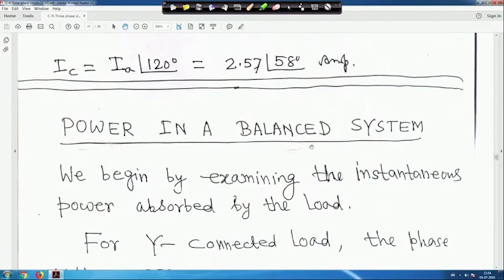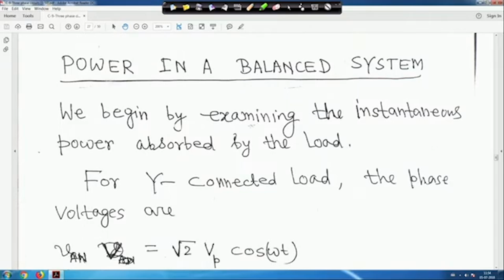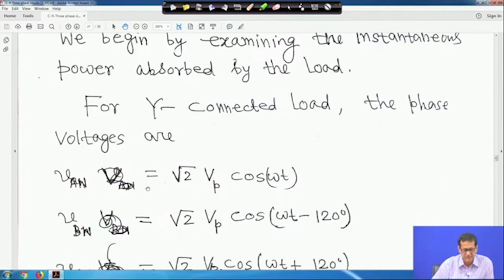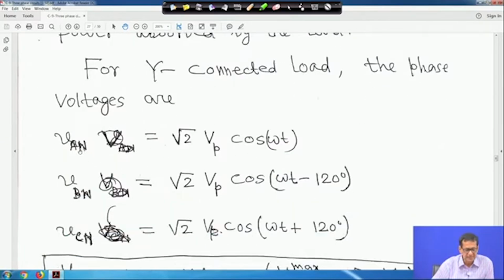Next is power in a balanced system. In a balanced system, we begin by examining the instantaneous power absorbed by the load, because we have to see the three phase power also. For a star connected load, the phase voltages are, let's say phase voltage VAN, something like this.